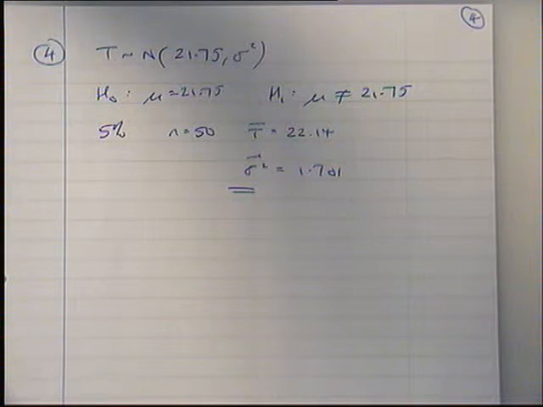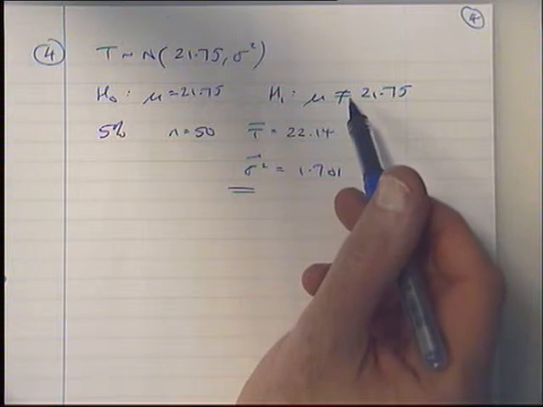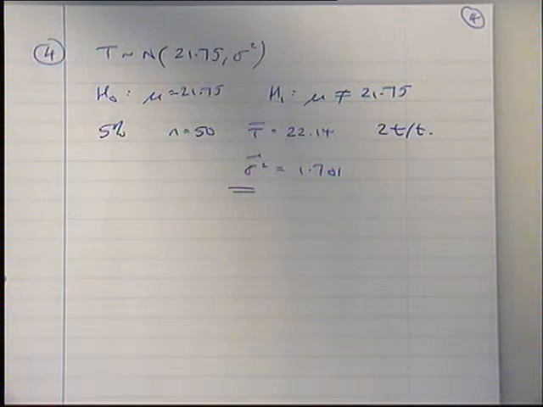Okay, example 4 was a lab rat question. I think they were put in a new environment and timed doing something, and we were asked to work out whether their new environment was having an impact on the time, so whether the time was different or not. Because it's not equal to there, this is going to be a two-tailed test. We're doing it at 5%.